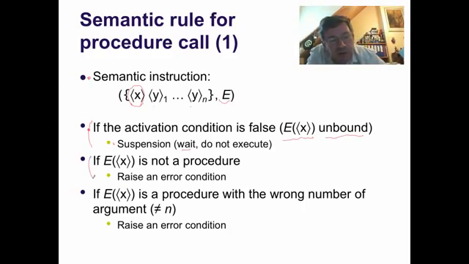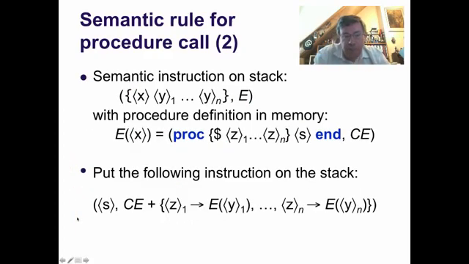The second condition is checked. If E of x is not a procedure, then we have an error. It has to be a procedure. If E of x is the integer 42, we cannot call it like a procedure. And the third one checks the number of arguments, which has to be equal to n. If this is wrong, we also raise an error condition. So if all of these three conditions are passed, then we will do the actual call. And that's where we have the formal definition. So that's the second part.